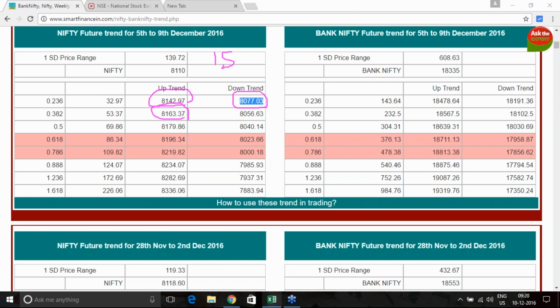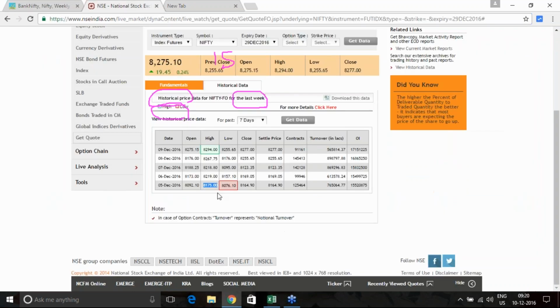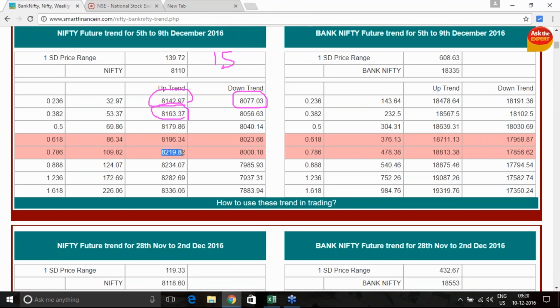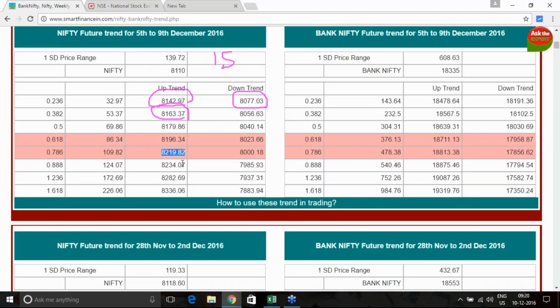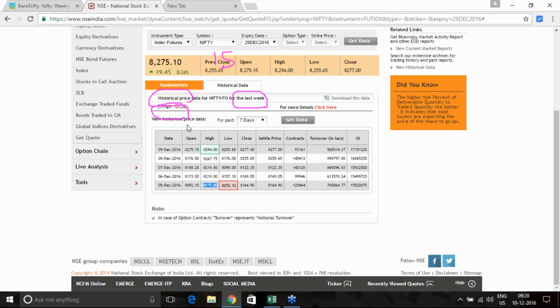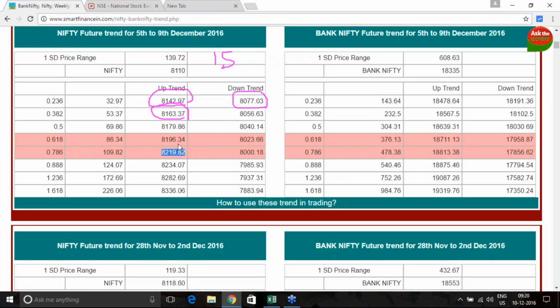Post which, you can see that the very next day we went till 8219. This is the second target level, 8219. Our second target calculation was 8220, so definitely the trailing was triggered here. On the third day, 7th, that is also 8218 level. Then 8267, and yesterday's high was 8294. So almost the trailing has triggered, then we went to 8482, the level till 1.236 we have achieved.